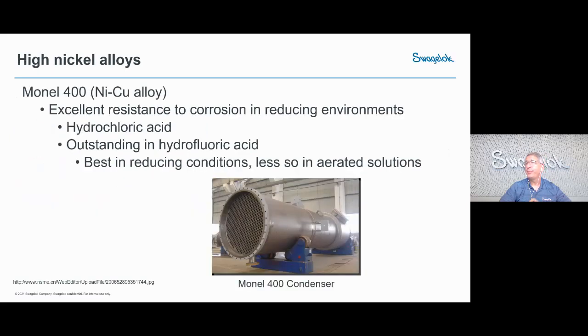So as I mentioned, Monel, which is a nickel copper alloy, has excellent resistance to reducing environments for hydrochloric acids and hydrofluoric acids. So this is certainly a lower cost option for these particular environments. The next material that you would go to if this couldn't cut it in these environments would be the Hastelloy alloys, and there you would probably be spending on the order of 10 to 25 times more for those materials.